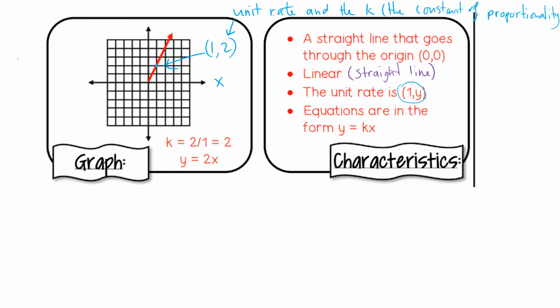So that y value is the unit rate, it's the constant of proportionality, it's the k, it's a lot of stuff at 1 comma y. And the equations are in the form of y equals kx. And there you go.